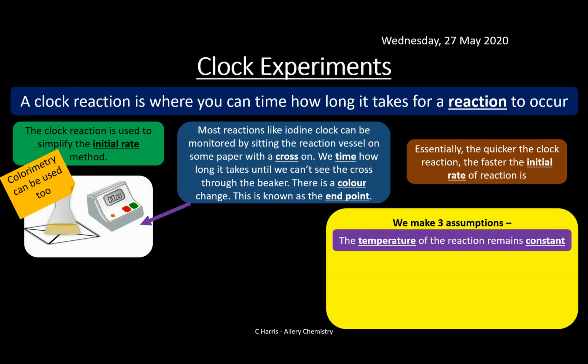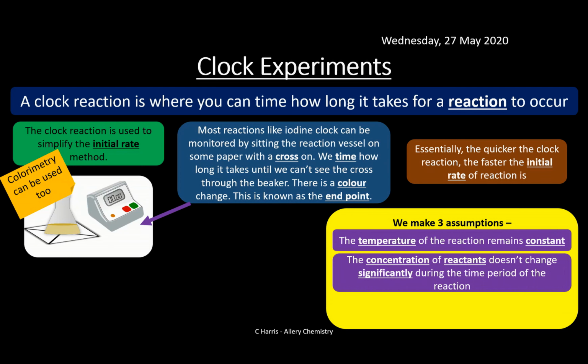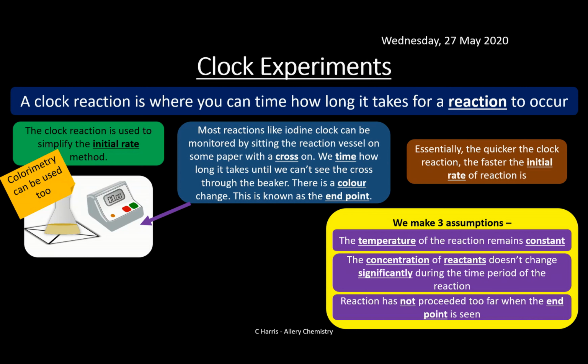So the 3 assumptions you make are: the temperature of the reaction remains constant, so it remains the same; the concentration of reactants doesn't change significantly during the time period of the reaction; and the reaction has not proceeded too far when the end point is seen. In plain English, the temperature must be the same, so we're assuming that the temperature isn't changing throughout this reaction. The temperature is constant all the way through our reaction.